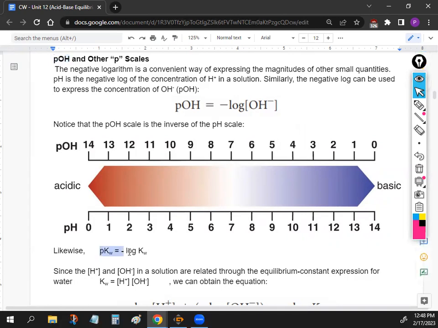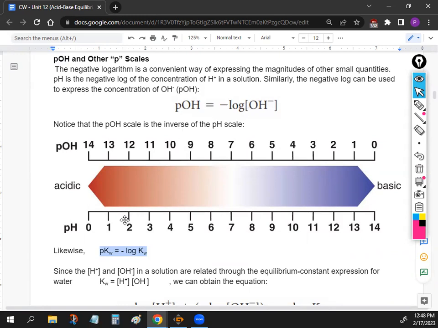There's also pKw, which is the negative log of Kw, but you very rarely see that. But just keep that in mind. Basically, if you see P in front of any variable, it's just going to be the negative log of that variable. Okay. So just keep this in mind. This is an important thing.